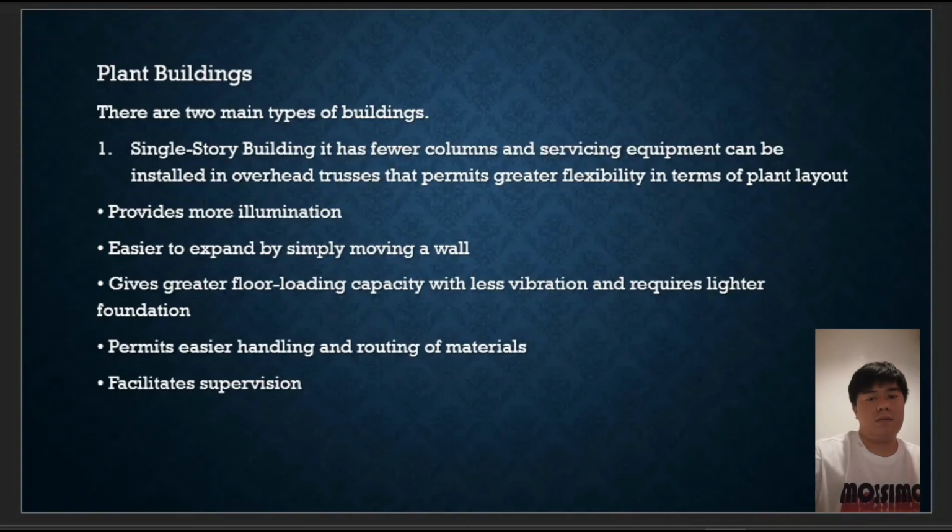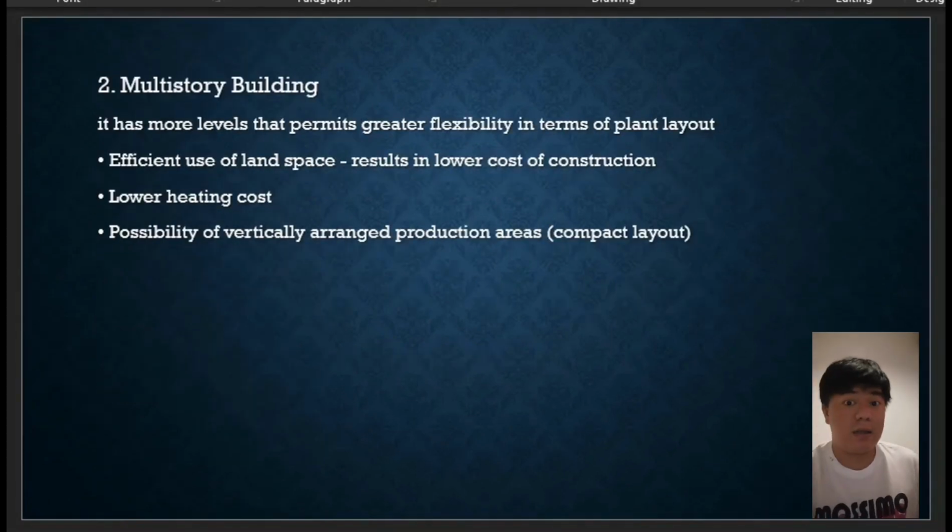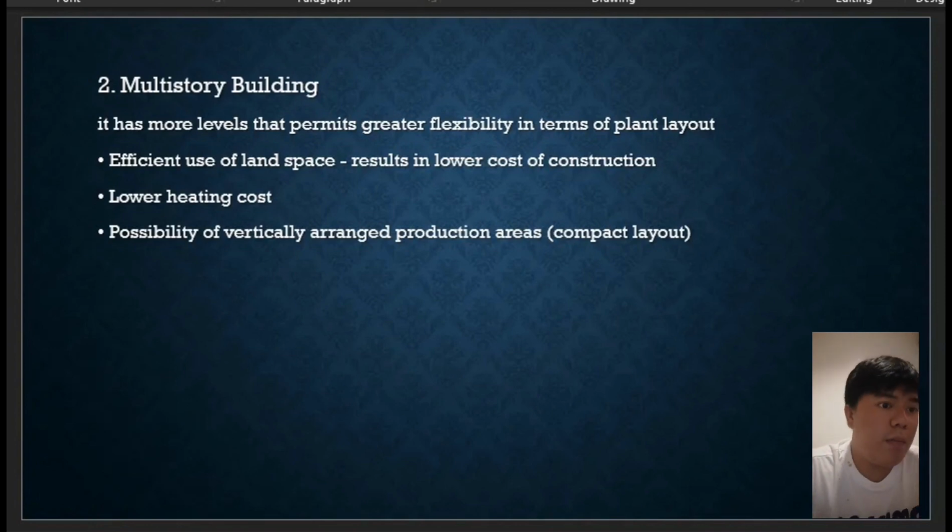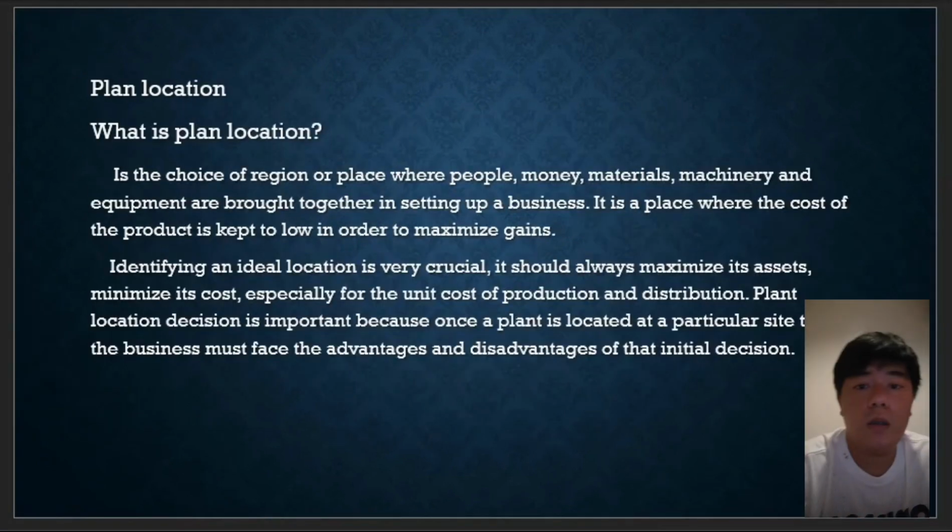So that's all. Multi-story buildings, number 2, it has more levels that permit greater flexibility in terms of plant layout. So, enclosed in there is efficient use of land space, resulting in lower cost of construction. Number 2, lower heating costs. And number 3, possibility of vertically arranged production areas, therefore compact layout. So that's all.